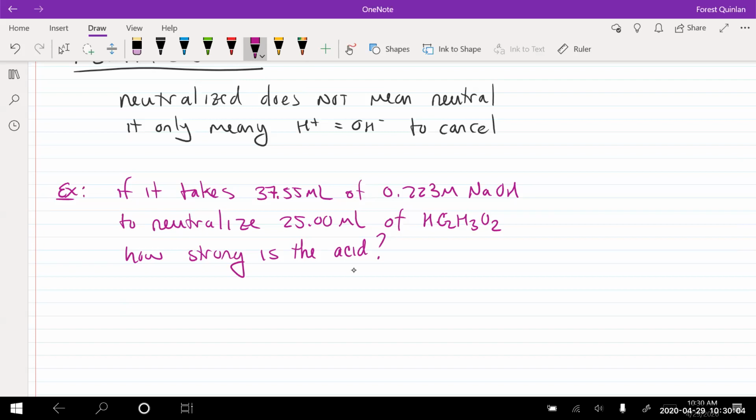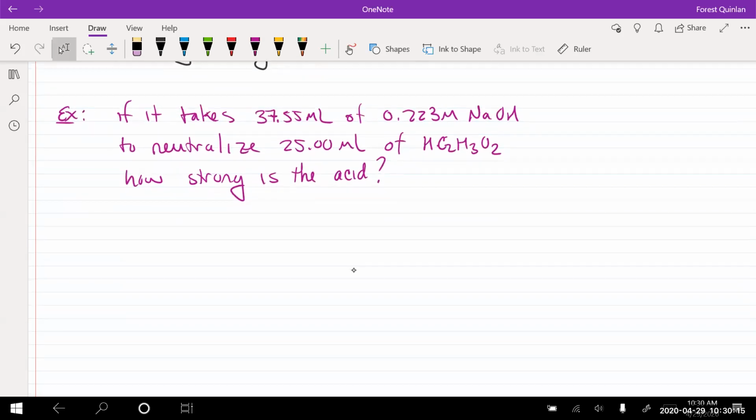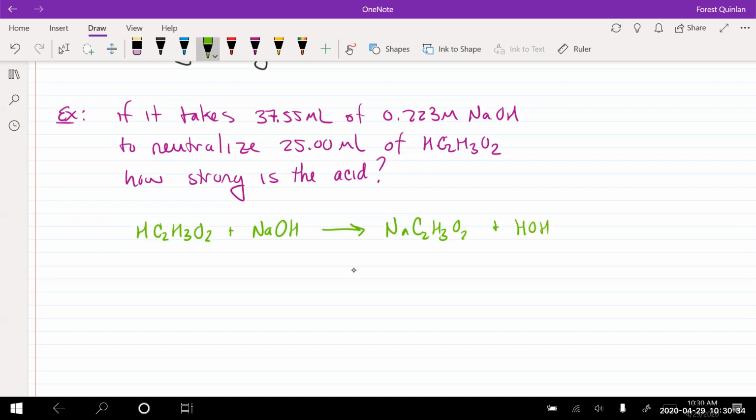You wanted to neutralize those out, meaning H's taking care of OH's. Well, first you need to know exactly what's going on. So we need the chemical equation. I'm going to go ahead and give that to you. It's going to be the simple one, HC2H3O2 plus NaOH goes to make sodium acetate plus good old-fashioned water.